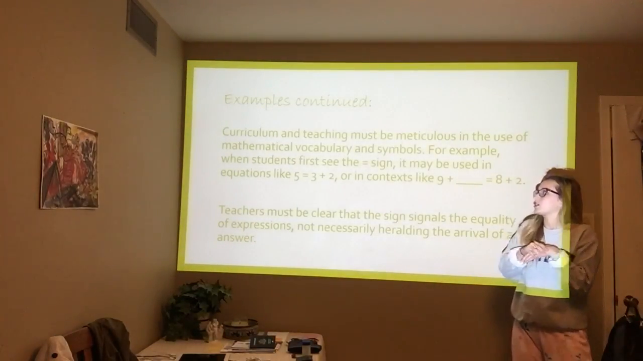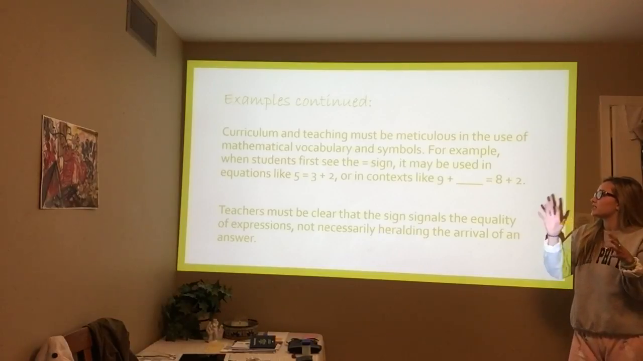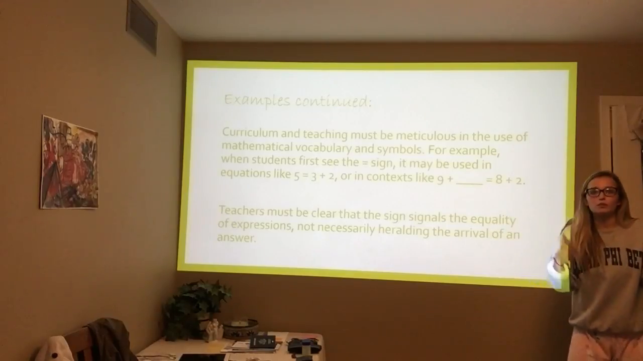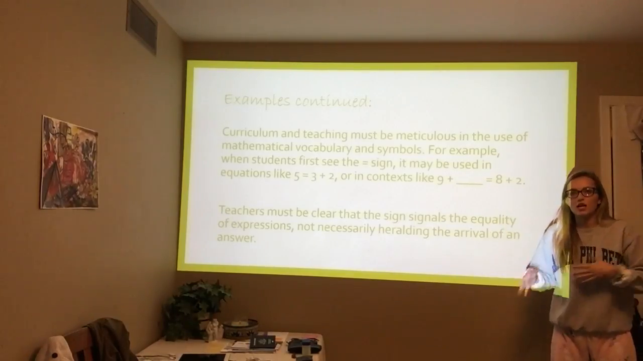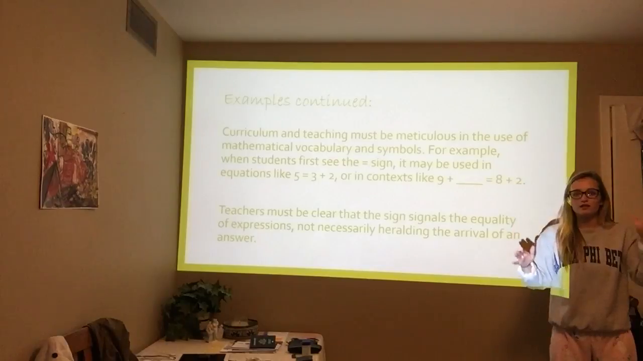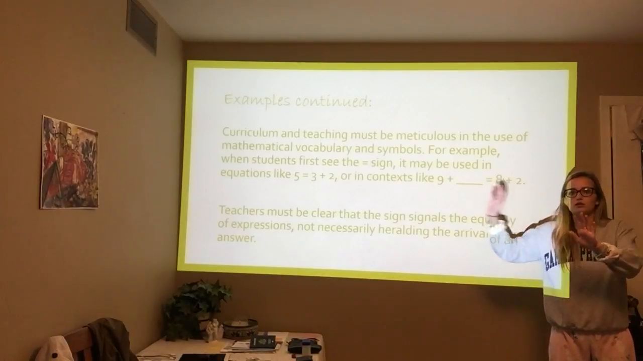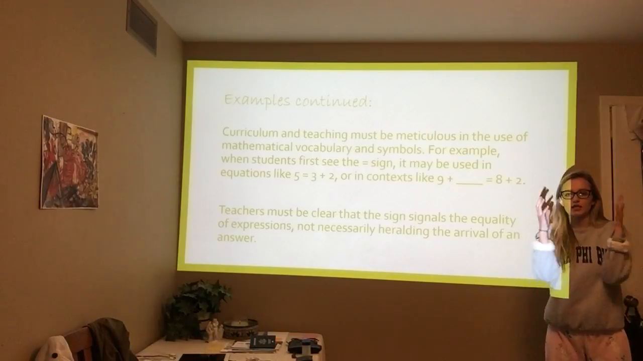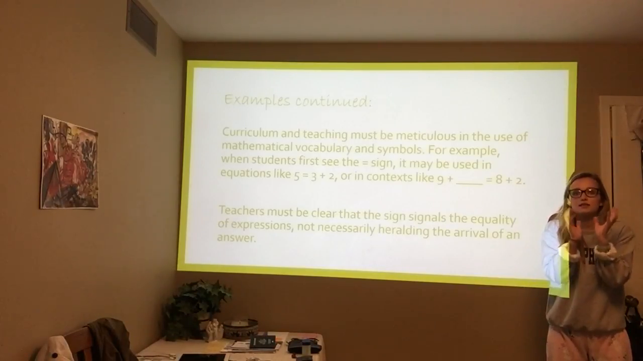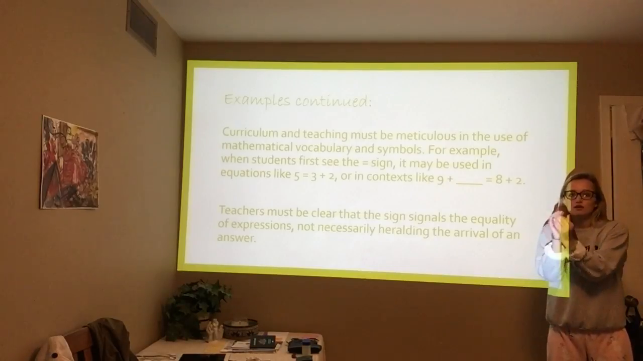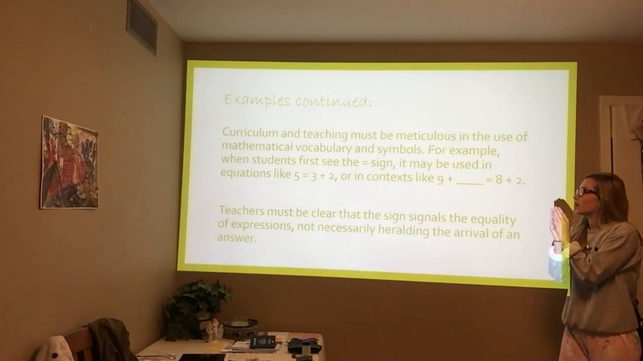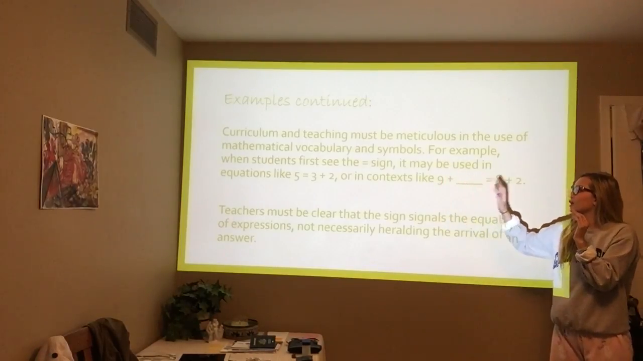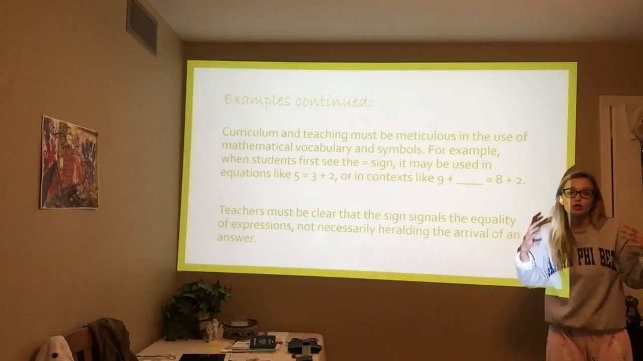Another example is that curriculum and teaching can be meticulous, and so it can say the same thing over and over. 2 + 2 = 4, 1 + 1 = 2, 3 + 3 = 6, and having it in that same format, the space plus space equals space, is not helpful for their learning, because they shouldn't think the equal sign necessarily means the sum or the answer. So what they need to understand is that when students first see the equal sign, it could be used in 5 = 3 + 2.